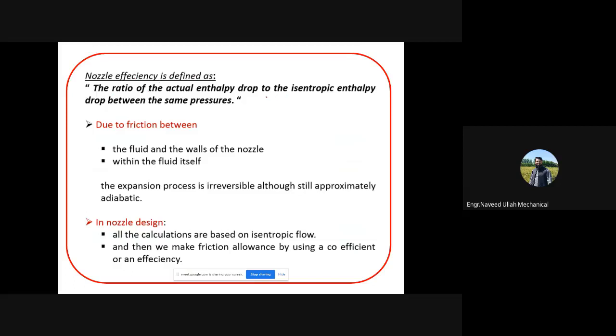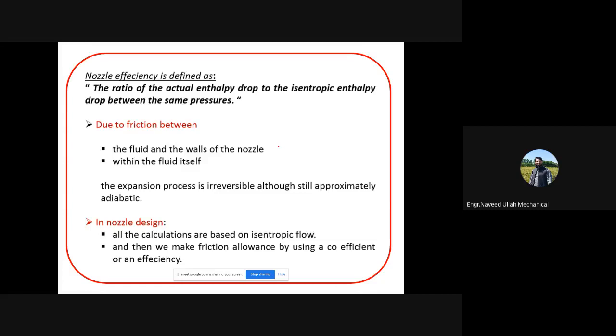Nozzle mein kya hota hai? Enthalpy drop hota hai, theek hai? To the isentropic enthalpy drop between the same pressures. Okay, so why are the losses there? The losses are due to friction, and the friction is between the fluid and the walls of the nozzle, and within the fluid itself, in between the layers of the fluid. Okay, due to the friction, the isentropic behavior changes to non-isentropic behavior.